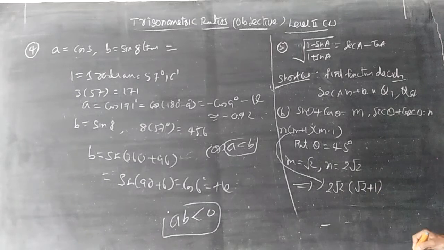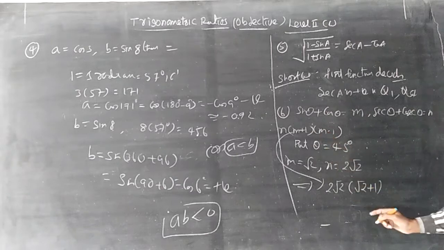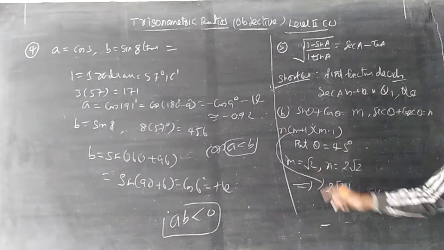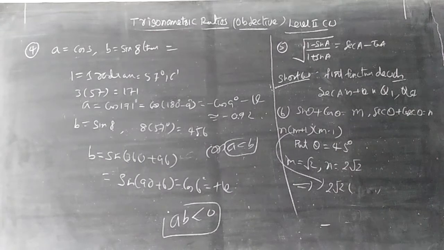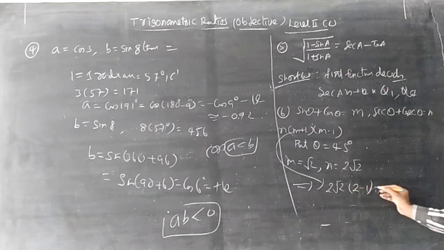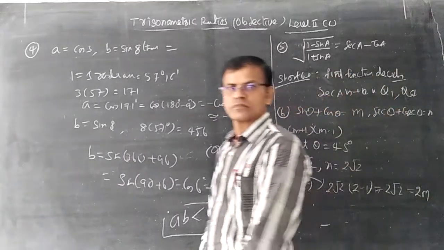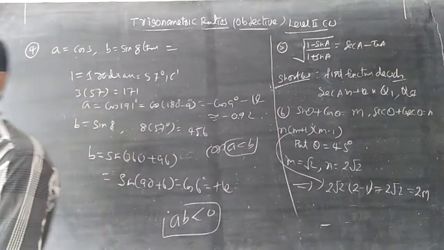Of course, directly you can get m square minus 1, using the a plus b into a minus b concept. What is the value of m? Root 2. Root 2 whole square minus 1 becomes 2 minus 1, which is nothing but 1. So 2 root 2 simply. So the answer is 2m. See the option 2m. That's all. That is the answer.